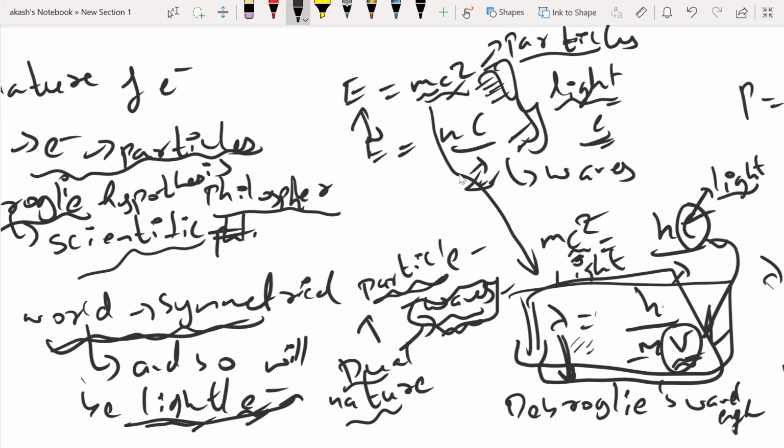Sir, then in case of energy of an electron, it should be h, velocity of electron by lambda, right? Sorry, come again. Sir, E is given as E equals hc upon lambda. So in case of an electron, the c should be the velocity of an electron, right? Exactly. This c should be the velocity of the electron, right?